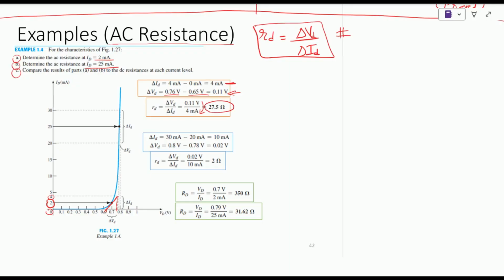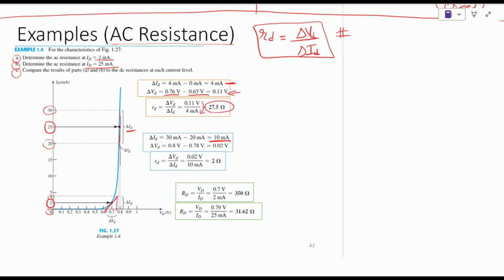Similarly, for the second part B, if we now take the current at 25 millivolts, the step is to draw a tangential line as close to it as possible. So this is the tangential line that has been drawn. From here we can see that the current is having a maximum value of 30 and minimum value of 20. So this is delta ID. So delta ID comes out to be 10.